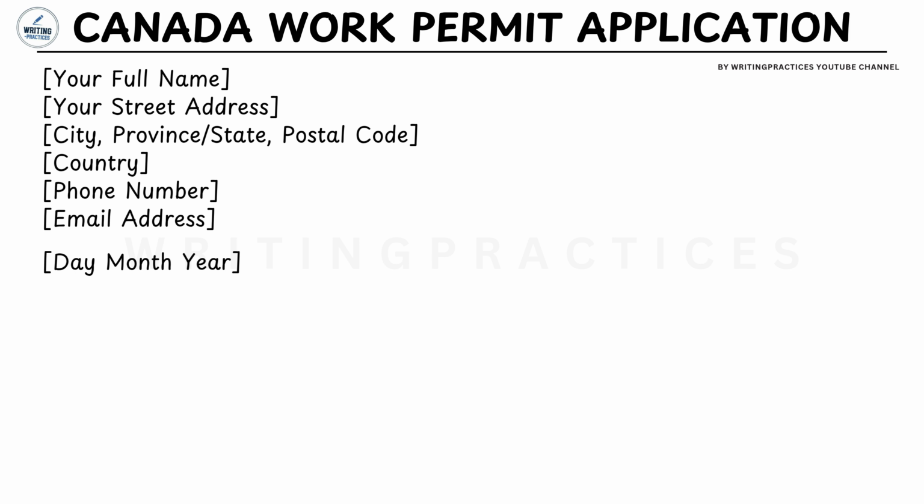Date. Next, write the date the letter is prepared. For example, May 11th, 2026. This shows when your application letter was officially written.